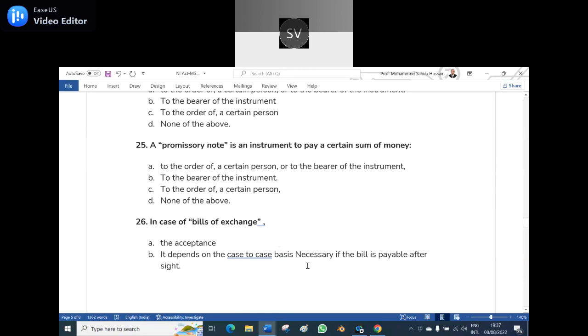25th question. A promissory note is an instrument to pay. Repeated question. Yeah, repeated, sir.